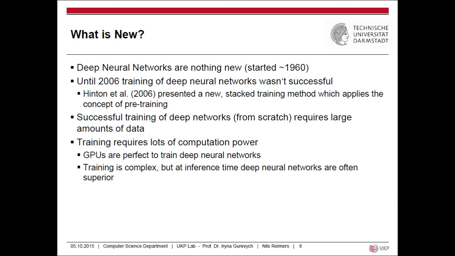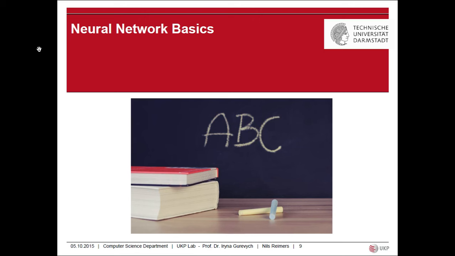Also, training deep networks requires large amounts of data. Back in the 1960s, there was basically no large amount of data. Today we can crawl the internet, get millions of articles, take the whole Wikipedia and put it into our system. When we have large amounts of data, we also need lots of computation power. The machines got a lot faster compared to the 1960s, and GPUs are perfect to train deep neural networks. Training is complex, so it's more time consuming than linear models. But at inference time, deep neural networks are often superior, working faster than traditional state-of-the-art models. Deep learning is all about deep networks. And now we cover the basics.